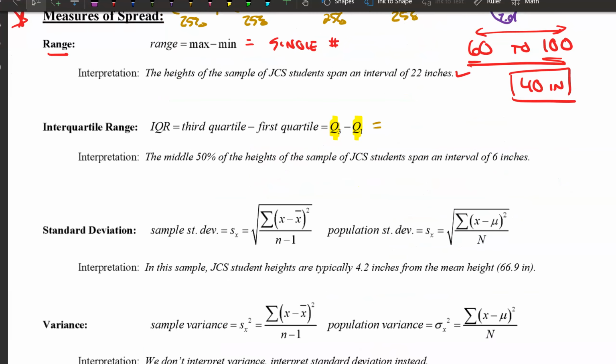To interpret it, I guess we'll put a star by this interpretation because this gives kids problems. The middle 50% of the heights of the sample of JCS students spans an interval of 6 inches.